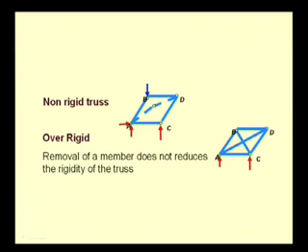Here we see an example of an over rigid truss, and in an over rigid truss, the rigidity of the structure is not affected even if we remove, let us say, one of the elements. Let us say if we remove this element BD, then also we see that the structure does not deform under the action of any load, let us say at D or at B.